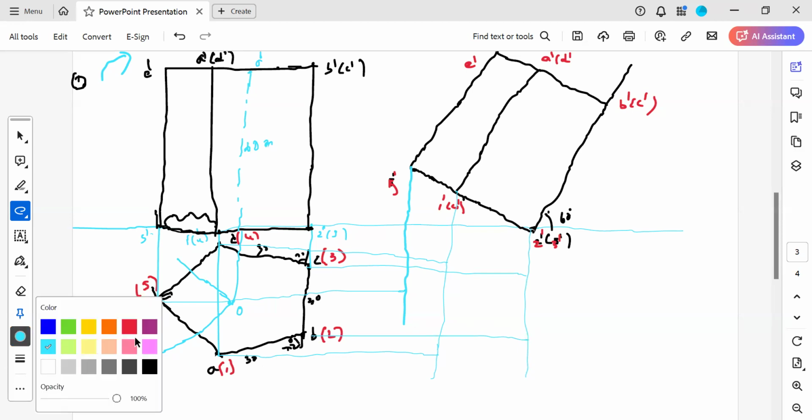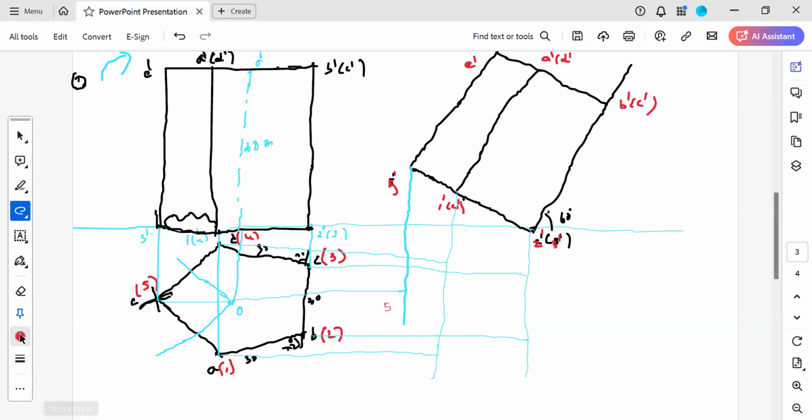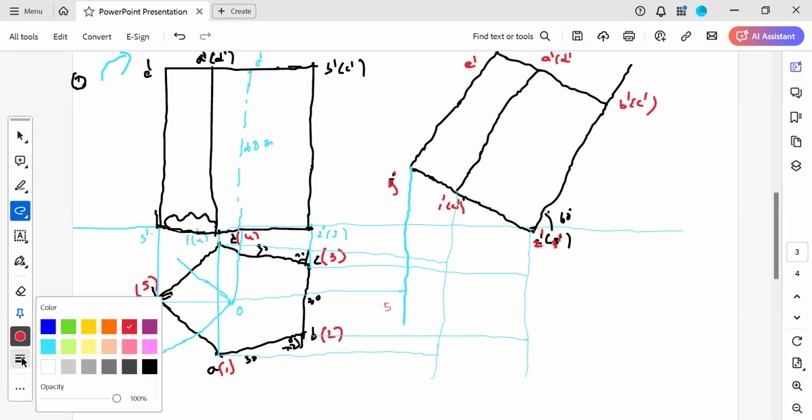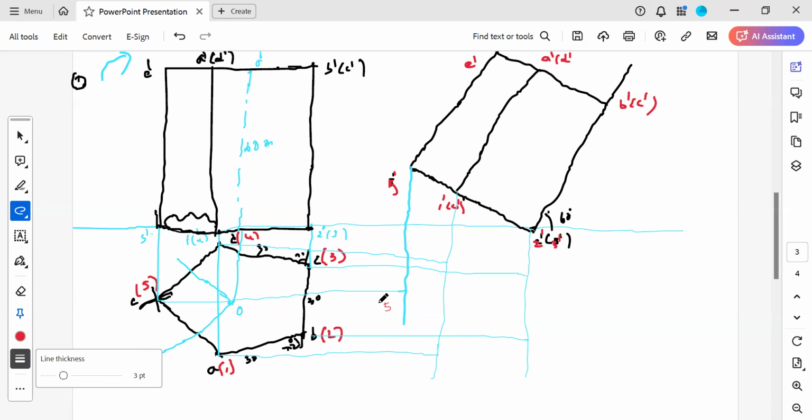So the points will be: this will be 5, because 5 to 5 only, and this is 5. Next, 4 to 4, this is the fourth point. Next one is from 3 to 3, this is the third point. Then 2 to 2, from 2 vertical projection, from 2 horizontal projection. This is 2. Okay, apply the same procedure for the top surface also.